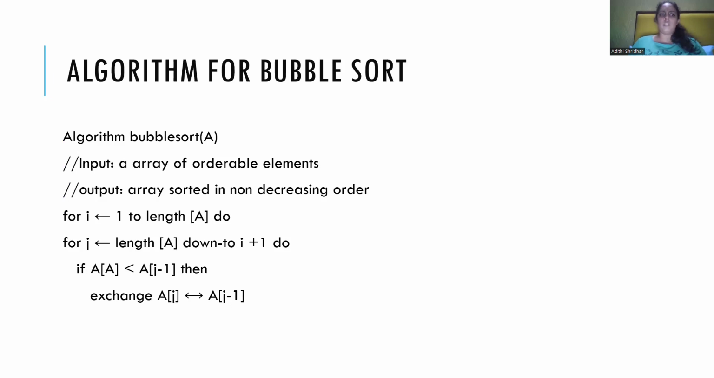Algorithm BubbleSort of array A. The input for the algorithm is an array of orderable elements, and the output is the array sorted in non-decreasing order. For i from 1 to length of A do, for j from length of A down to i plus 1 do, if A[j] is less than A[j minus 1], then exchange A[j] and A[j minus 1].